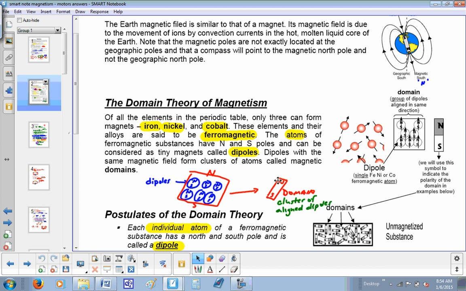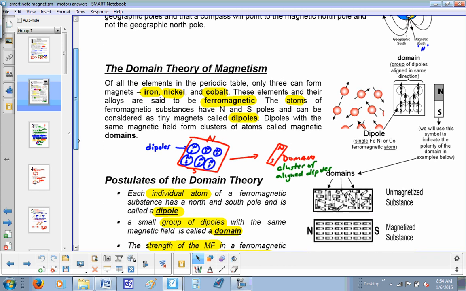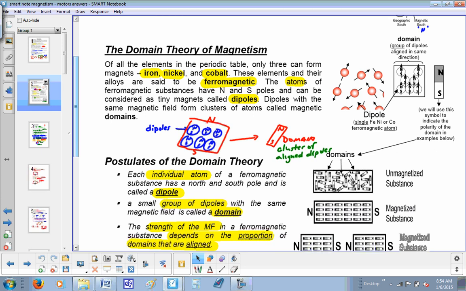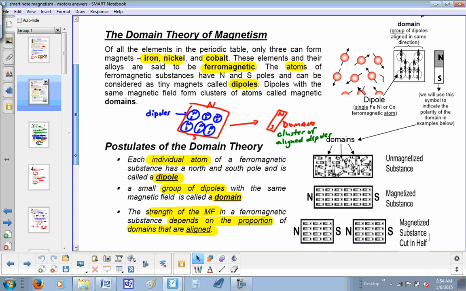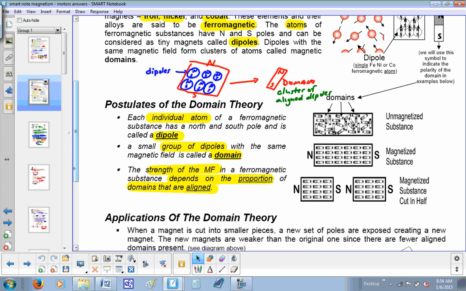Usually what we do is we draw the domains, the cluster, as a little mini magnet. That helps us understand what's going on. Now, the other thing to remember is only these materials have dipoles and domains. Other materials do not. So the strength of a permanent magnet depends on the relative number of domains that are aligned. So for example, in this substance here, there are a lot of domains that are aligned. So it's a very, very strong permanent magnet. So it has a north pole, south pole.